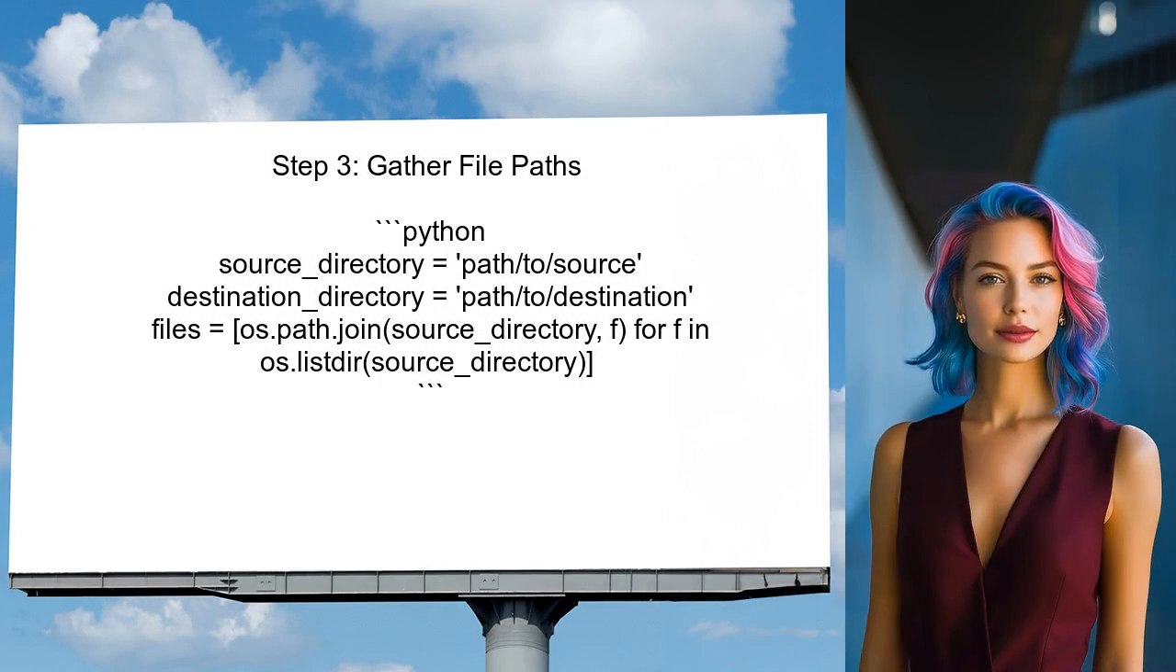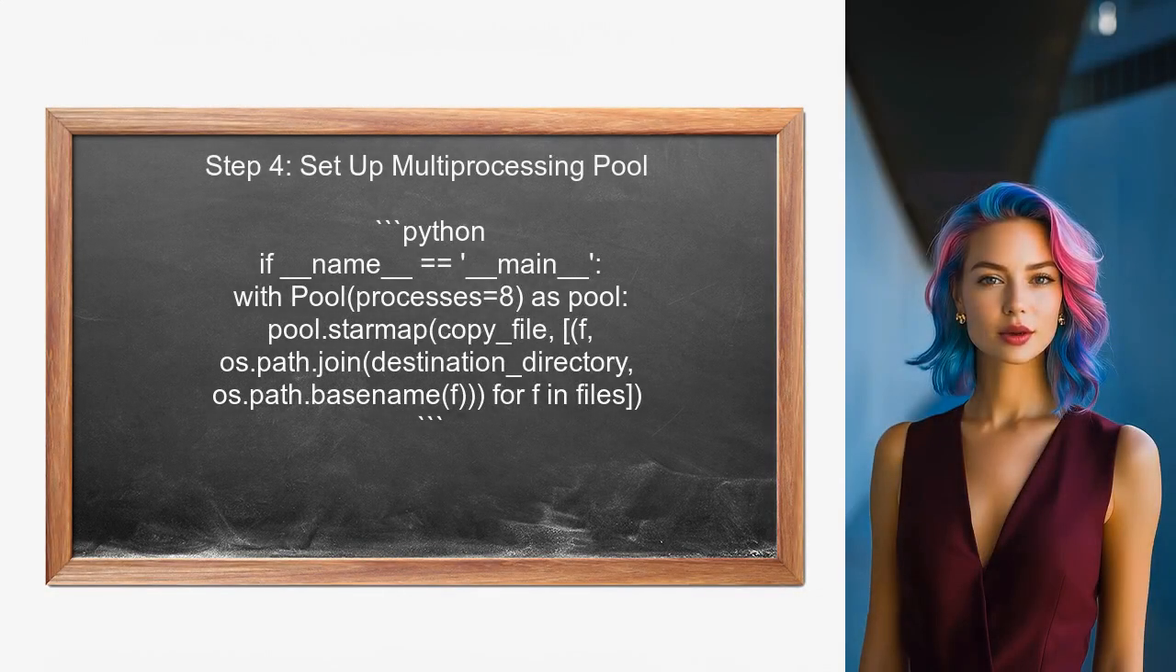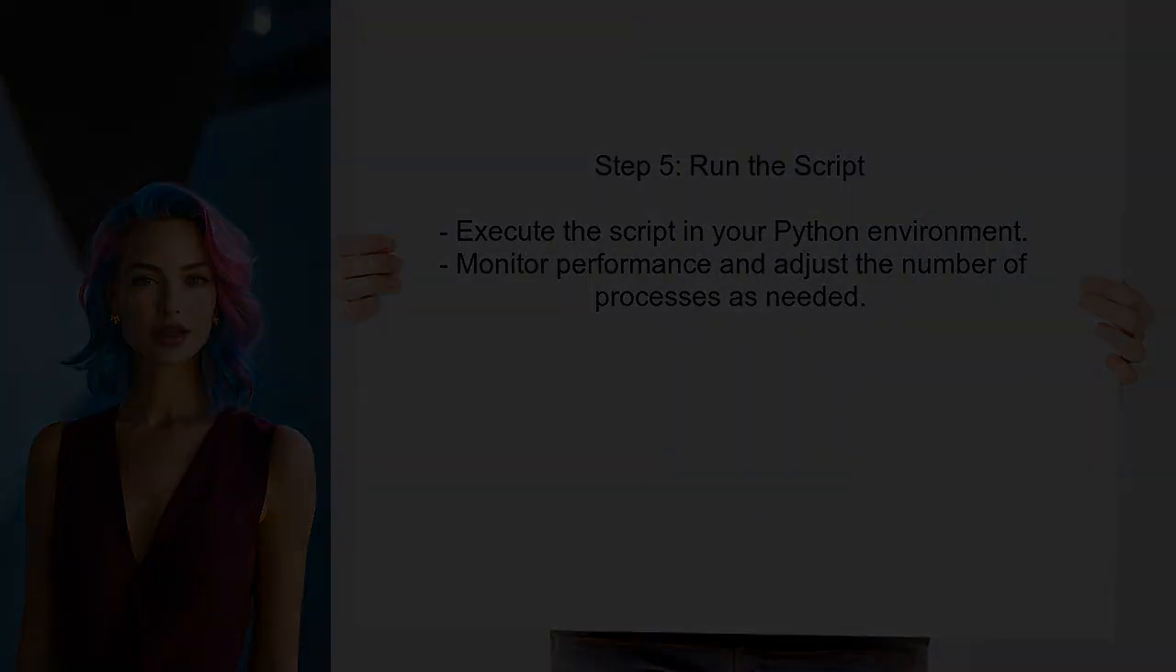Now, the user needs to create a list of all the files to be copied. This can be done using os.listdir to gather all file paths from the source directory. After that, the user should set up a multiprocessing pool. This allows multiple file copy operations to run simultaneously, significantly speeding up the process. Finally, the user can run the script to start the file copying process. They should monitor the performance and adjust the number of processes based on their system's capabilities.